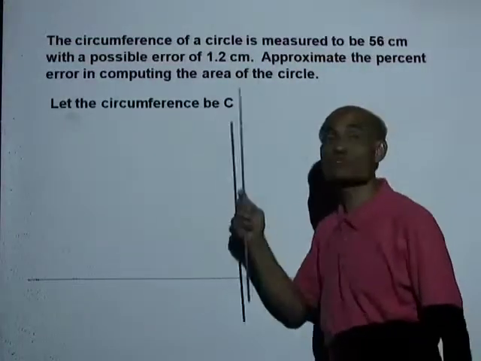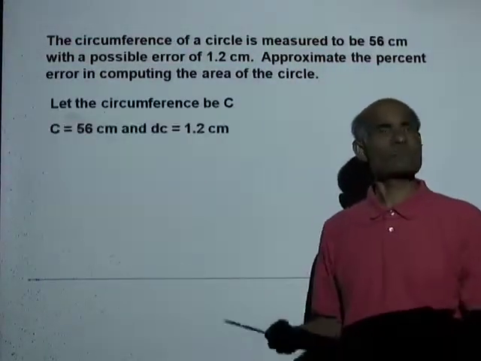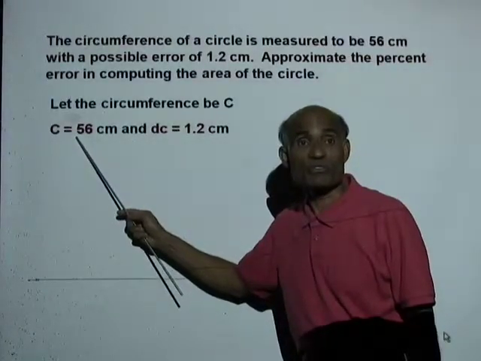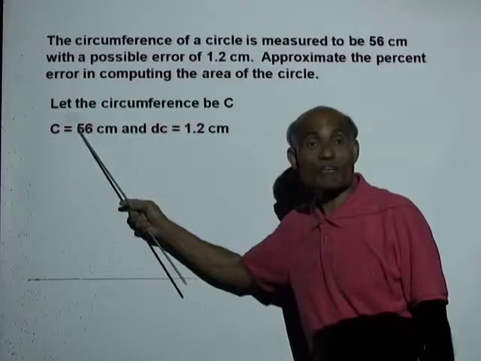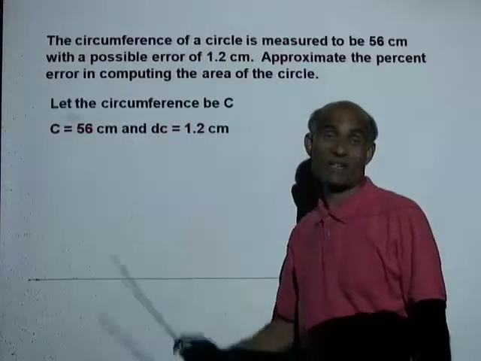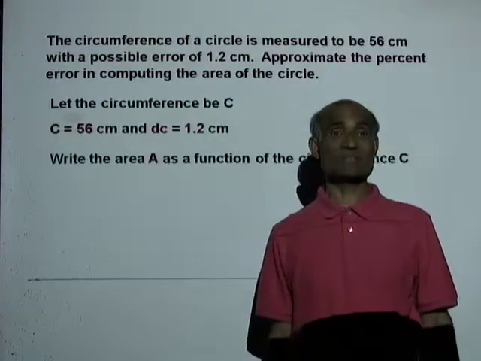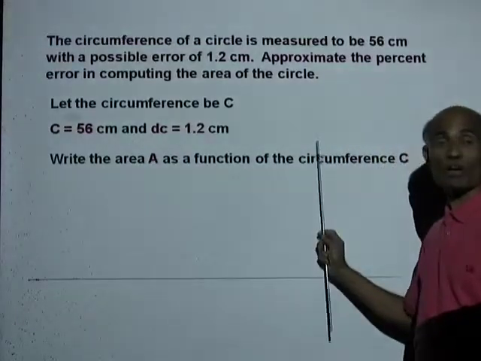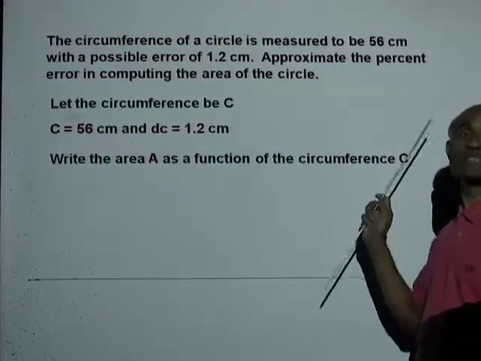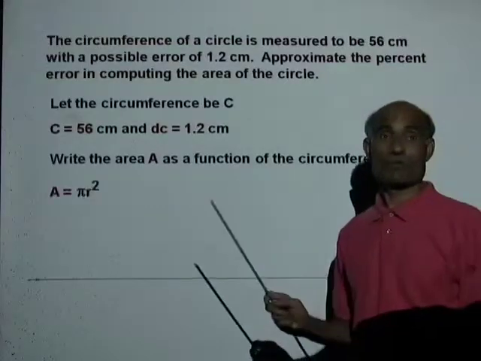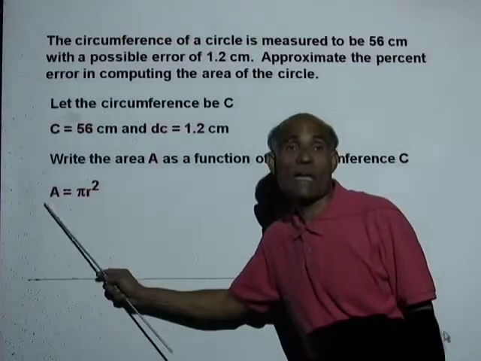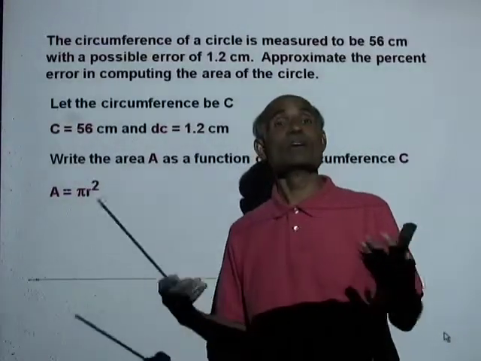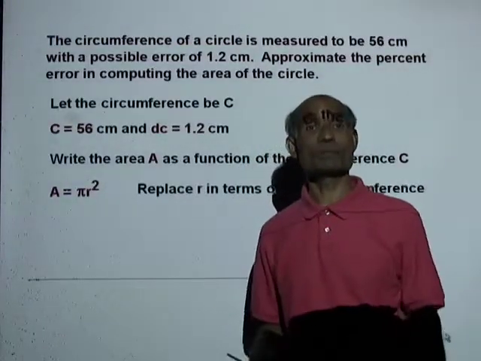Let the circumference be C. Doesn't matter what you call it. And C is given to be 56, and the error in measuring that, dC, is equal to 1.2 centimeter. We need to now write A as a function of the circumference C. Well, this is what we know: A as a function of the radius. Area of a circle is pi r squared.